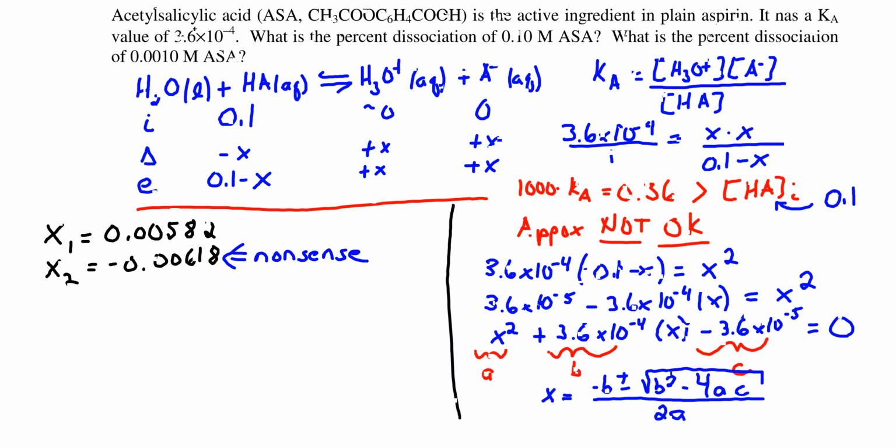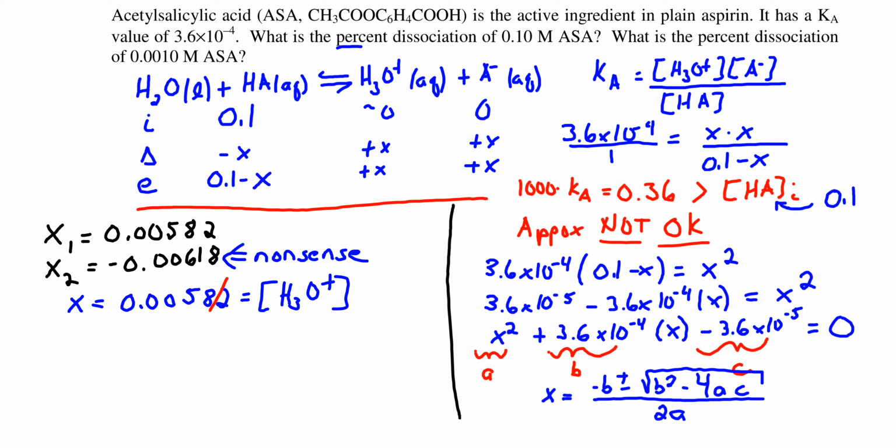When we solve for x, we get two roots. Only one of them makes physical sense, and we see that our second root here is nonsense. It doesn't make physical sense because we know that the reaction has to occur in the forward direction because we don't have any products. Now that we solve for x, we go back and answer the question. The question is asking us to determine the percent dissociation of this solution.